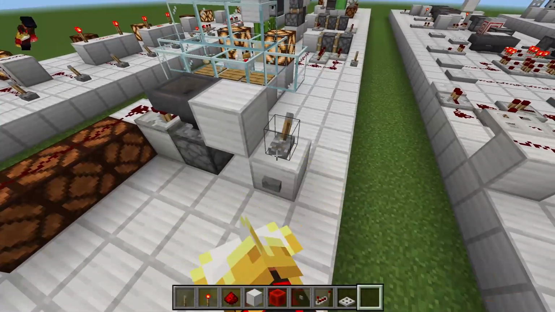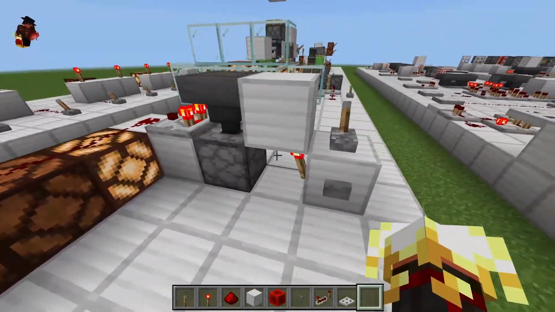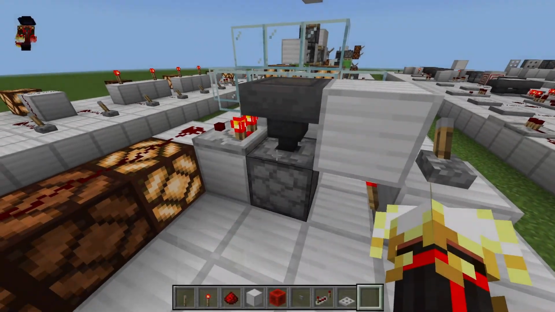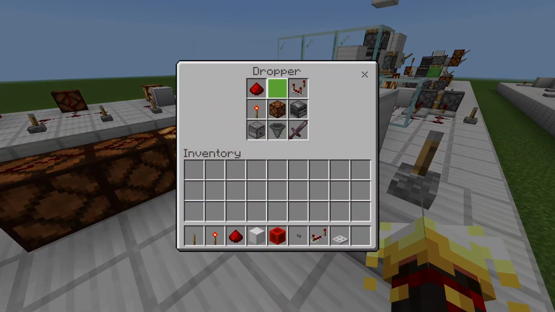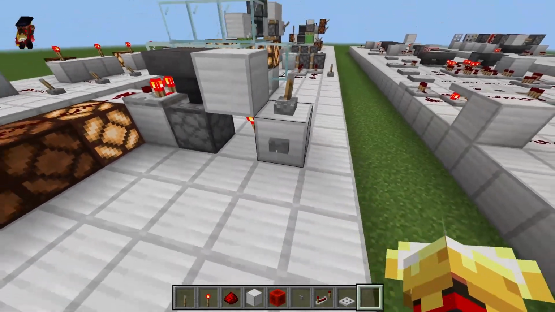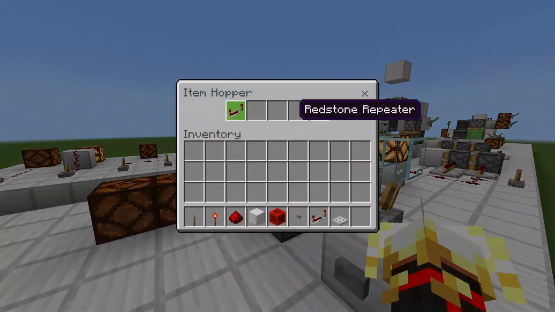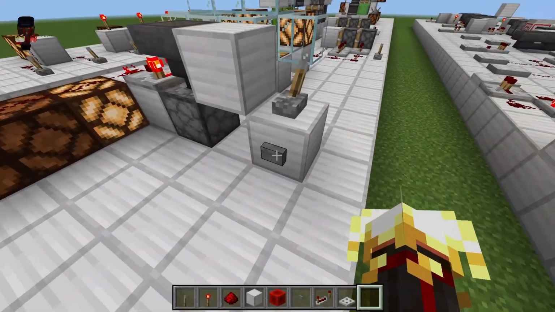Firstly, to activate it, we need to turn off this lever, so that's to turn it on. And now you'll see this torch is on, and there is a redstone repeater in there. So it's a 1 in 9 basically to get the sword, so we may have to wait a while. So now it's the repeater still. That's the redstone dust.